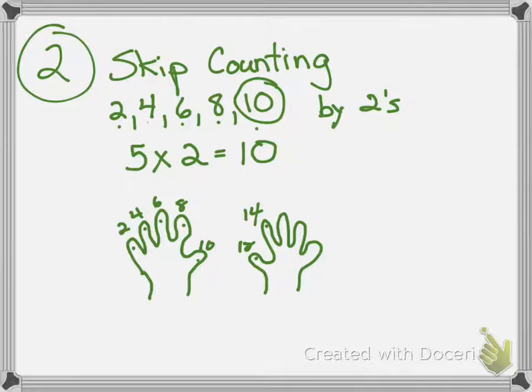Okay, so you don't need to draw all this or write this down. We're just going to think about this a little bit. So you counted 7 times, and each time you skip counted by 2, and you got 14. Okay. Let's try this with a different times table.